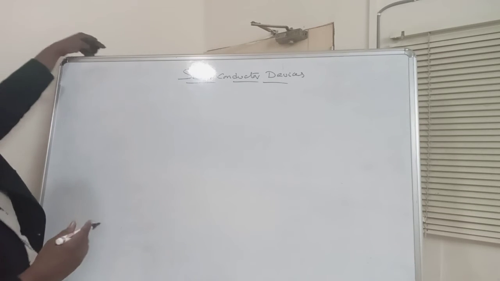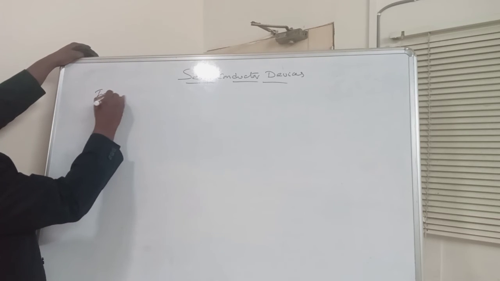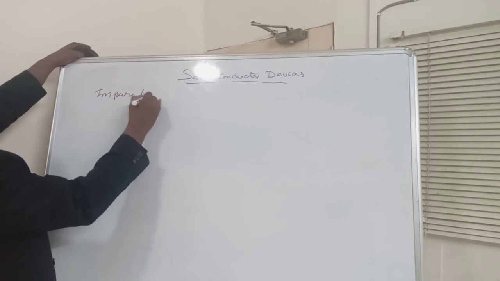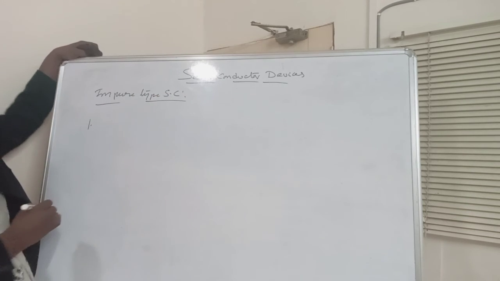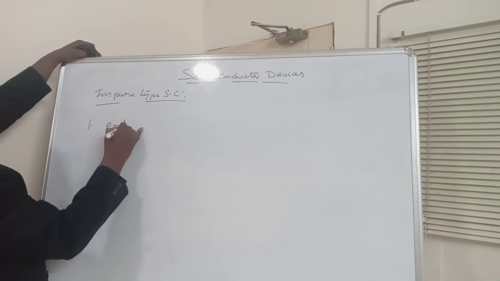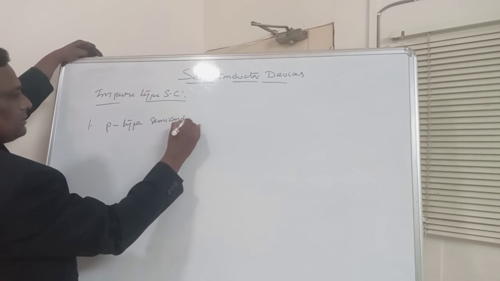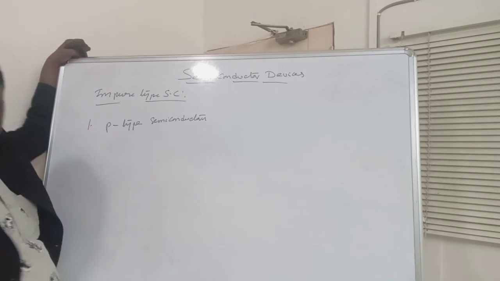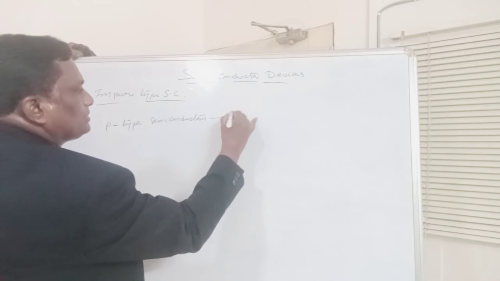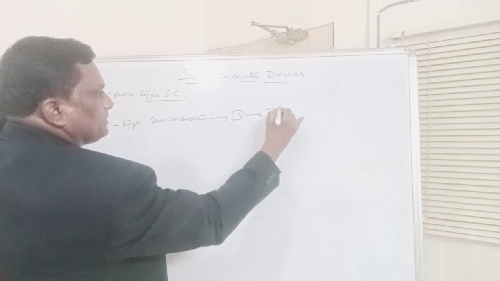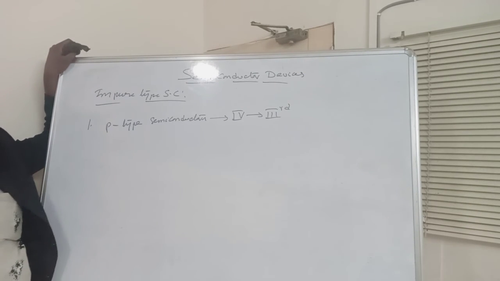We have 2 types of extrinsic or impure type semiconductors. Number 1, the first one is the positive type, the P type semiconductor. P type semiconductors are positive type semiconductors. What are positive type semiconductors? By doping the 4th group element with a 3rd group element, we will get the P type semiconductor.